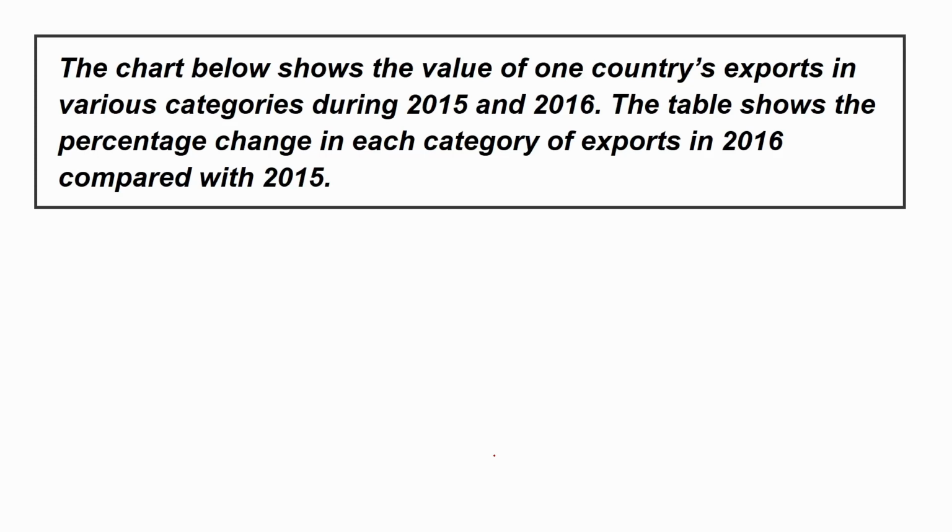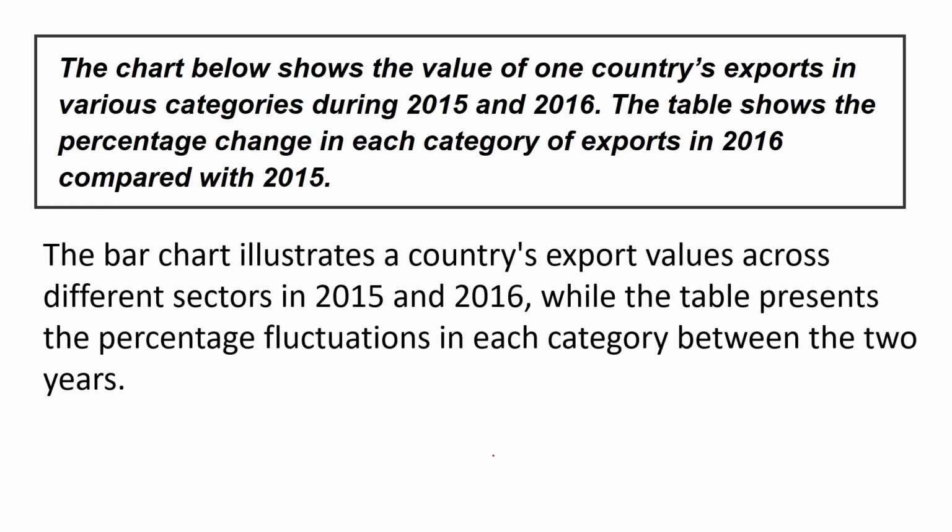As usual, the first thing to write is the paraphrase. This is my paraphrase. The bar chart illustrates a country's export values across different sectors in 2015 and 2016, while the table presents the percentage fluctuations in each category between the 2 years. So as usual, I deleted below because there is nothing below my writing. Instead of shows, I used illustrates. The value of one country's exports is changed into a country's export values. Instead of in various categories, I used across different sectors, and I kept the years. I combined these two sentences to make it shorter. I used while to connect the sentences. Instead of shows, I used presents. Instead of percentage change, I used percentage fluctuations. And I wanted to avoid repeating the years again, so I used between the 2 years.